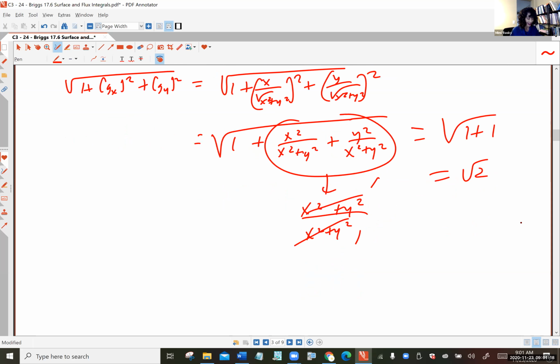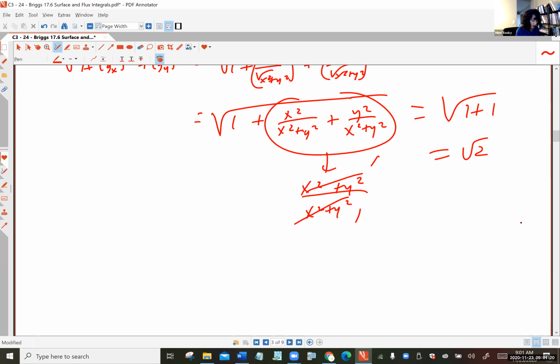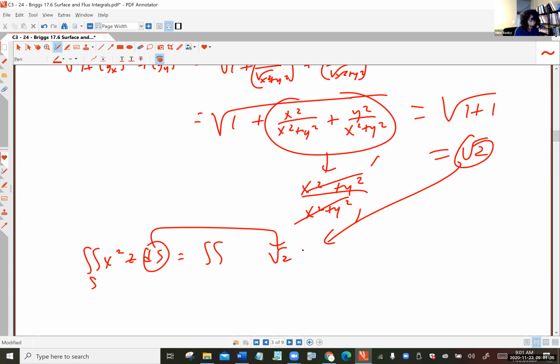No, it does not. So what are we saying? I'm saying that this surface integral is going to become a double integral. This dS is really going to become square root of 2, that was this thing here, dA, and then you're going to have the density function x squared z.